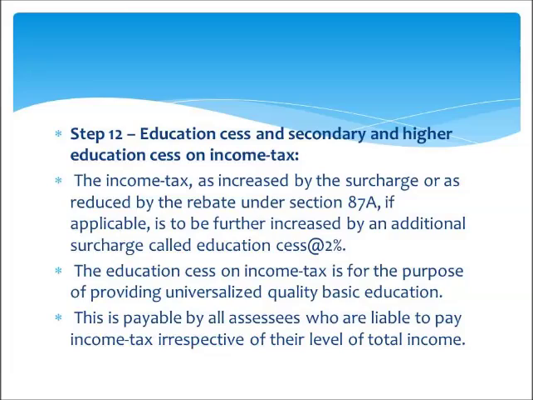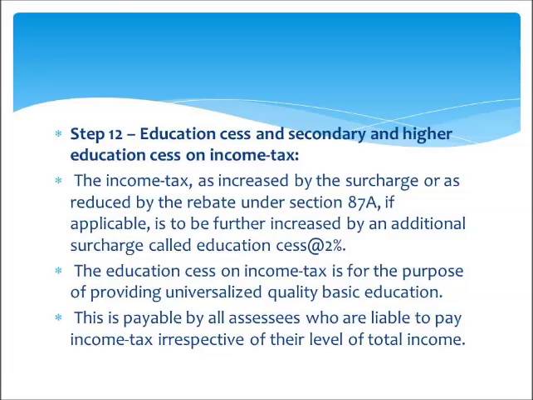So after giving effect to these provisions, that is surcharge and rebate, if applicable, the income tax is to be further increased by an additional surcharge called education cess at the rate of 2%. This education cess is to be paid by all the taxpayers at the rate of 2%. The education cess on income tax is for the purpose of providing universalized quality basic education.